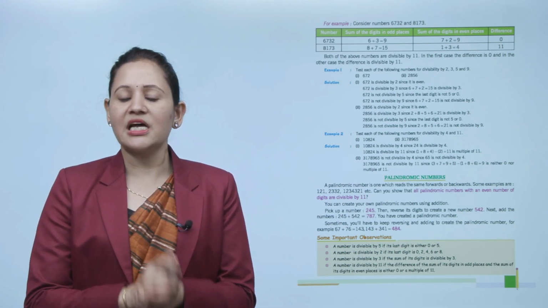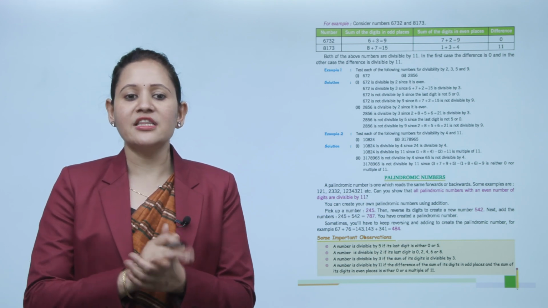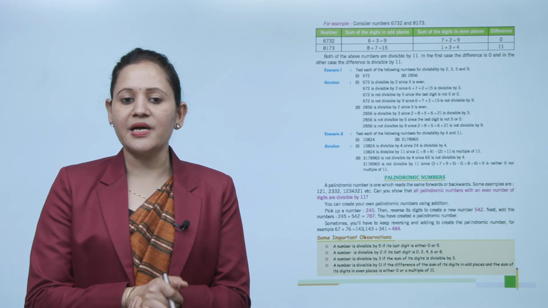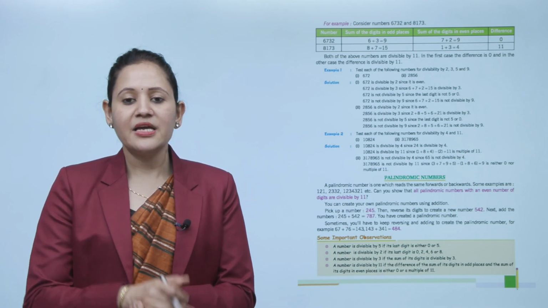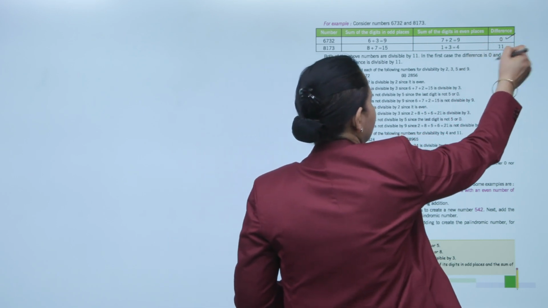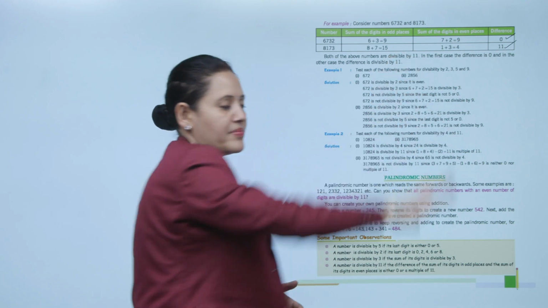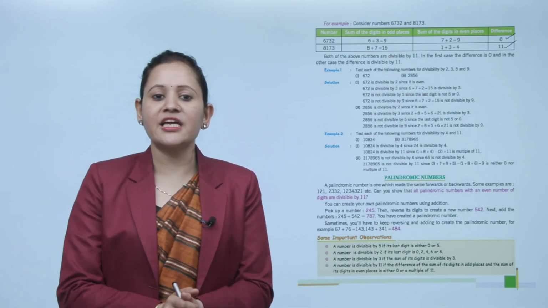Both of the above numbers are divisible by 11. In the first case, the difference is 0, and in the other case, the difference is divisible by 11. Clear? In the first case the difference is 0. In the second case, that is 11. So both the numbers are divisible by 11. Now we'll take an example.